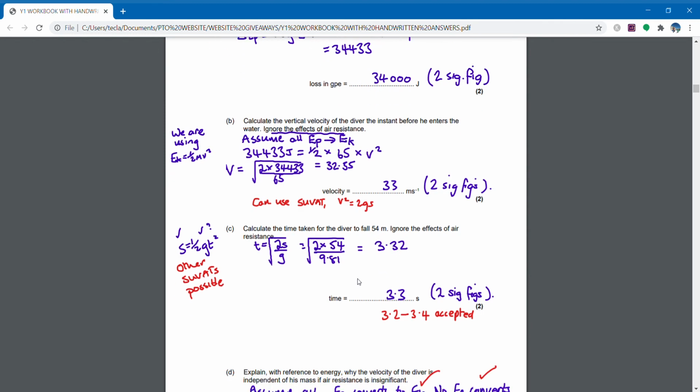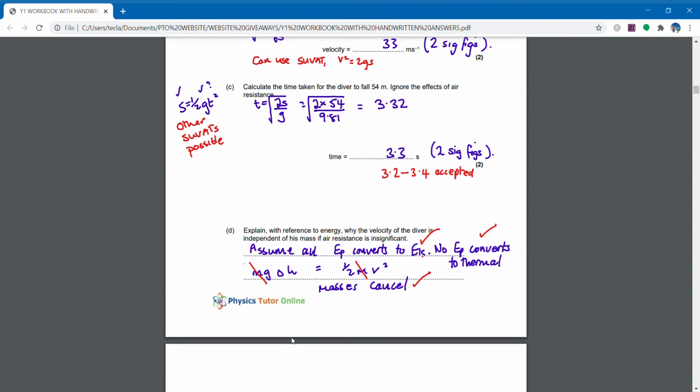Part C, calculate the time taken for the diver to fall 54 meters. Ignore the effects of air resistance. So it's using s equals half g t squared again, where we want to know t. So t equals the root of 2s over g, 2 times 54 divided by 9.81 equals 3.32, or 3.3 seconds to 2 sig fig. Values between 3.2 and 3.4 are accepted.